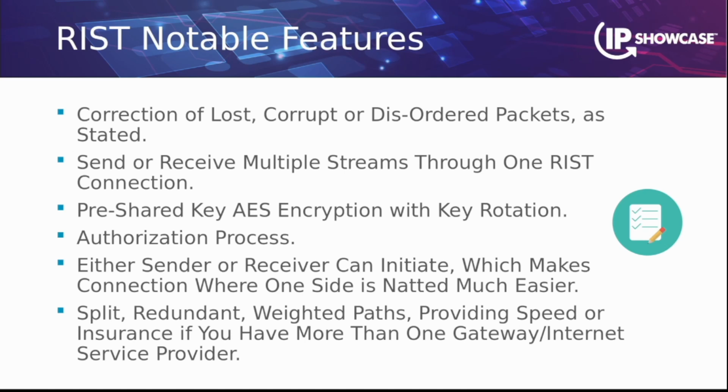Importantly also, you can set it up so that either side, sender or receiver, can first contact the other or initiate the connection. This makes connections where one side is behind a firewall much easier. And when you have multiple internet gateways, you can split the traffic between them, or if you prefer speed instead of redundancy, you can do bonding and load balance the different links for a higher speed or throughput.